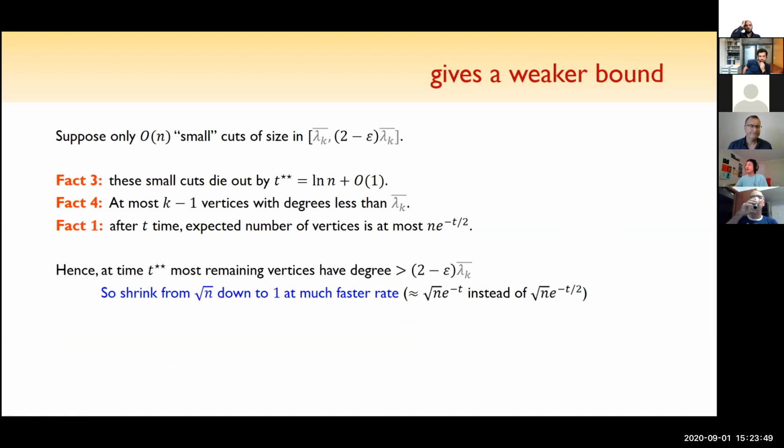So that gives us the factor 2 boost in the degree that we were trying to look for. And imagine that by time ln n, there should be roughly root n vertices remaining. So we go from root n to 1 at a much faster rate. Actually, we go twice as fast. Going from ln n to 2 ln n actually proceeds twice as fast, and we get a stopping time of 1.5 ln n with high probability.